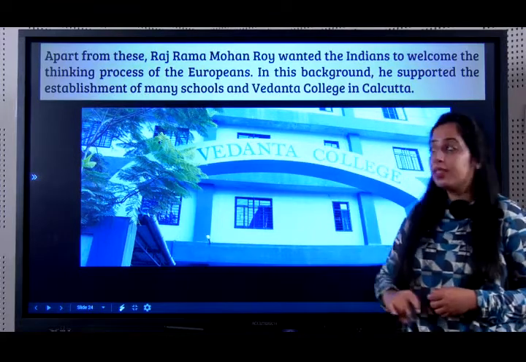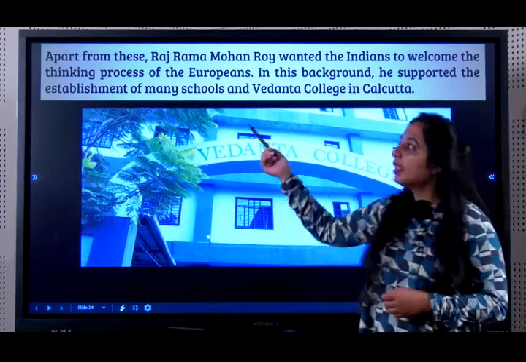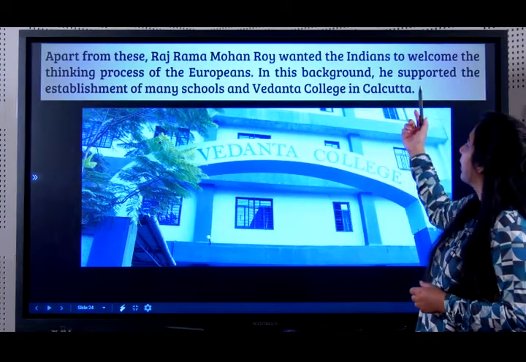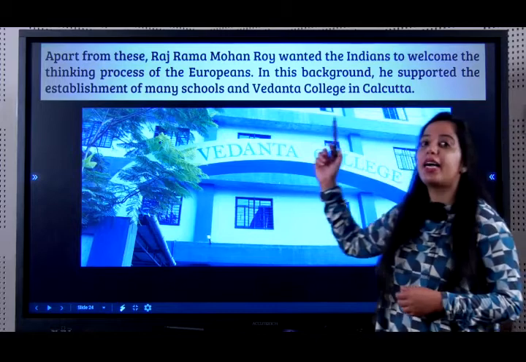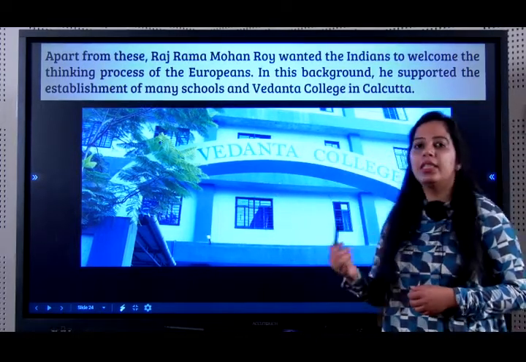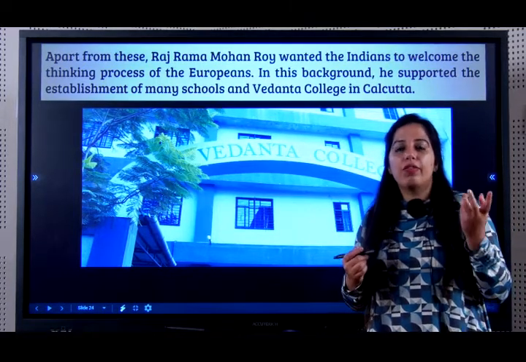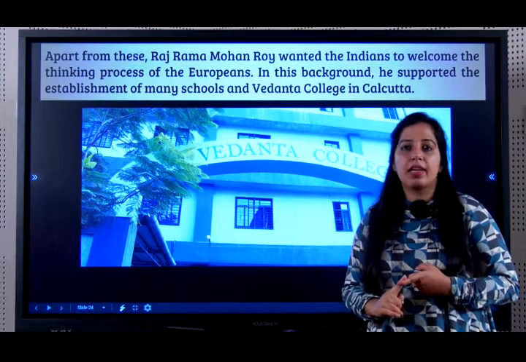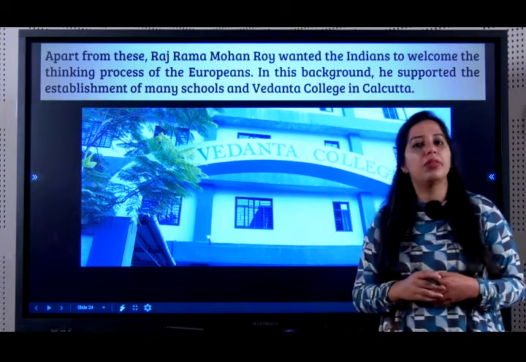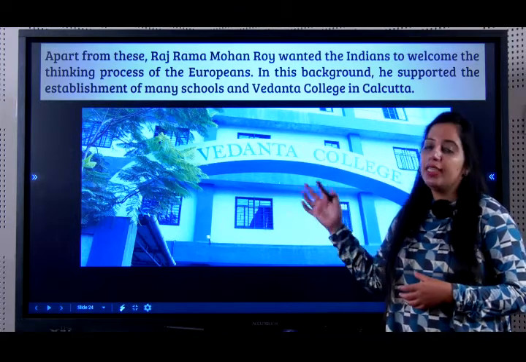Apart from these, Raja Ram Mohan Roy wanted the Indians to welcome the thinking process of the Europeans. In this background, what did he do? He established a lot of schools and the Vedanta College in Calcutta. So in the exam, from a 1 mark point of view, they often ask, name the journal written by Raja Ram Mohan Roy, Samvada Kaumudi. Name the college set up by Raja Ram Mohan Roy, the Vedanta College. Where was this established? At Calcutta.